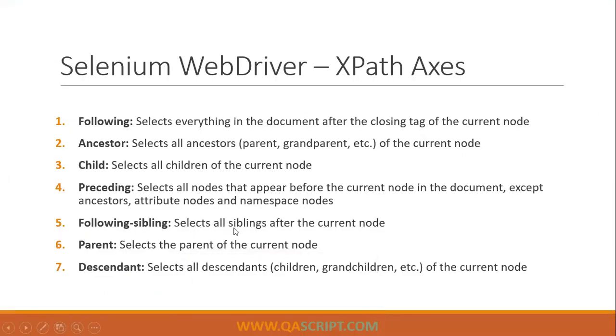Now we'll be seeing the following sibling. What is this access method, right? It selects all the siblings after the current node, and siblings lie at the same level, in the same parent element. They have the same parent element. So that's called a sibling, right?